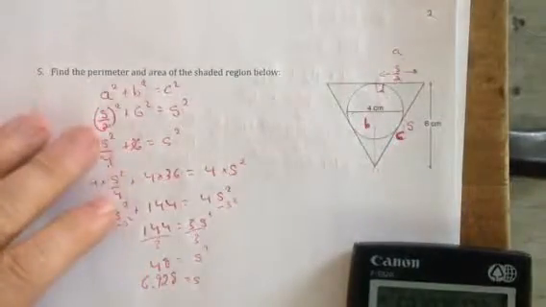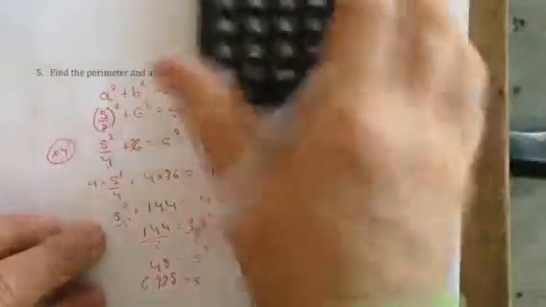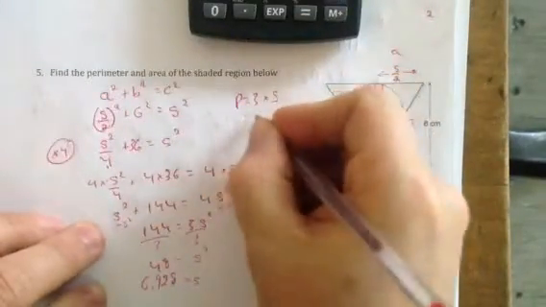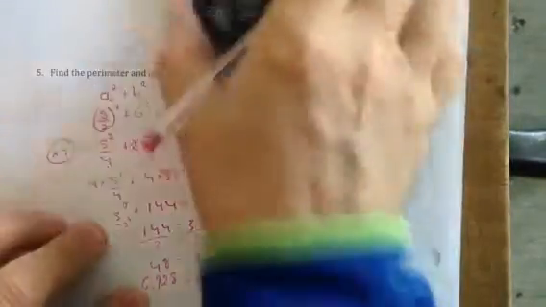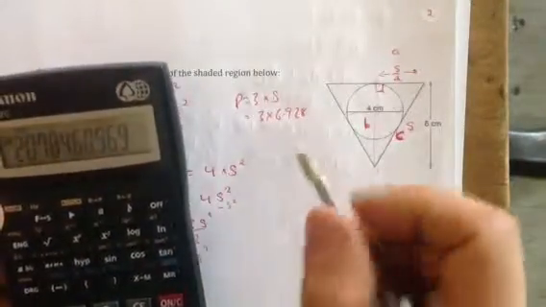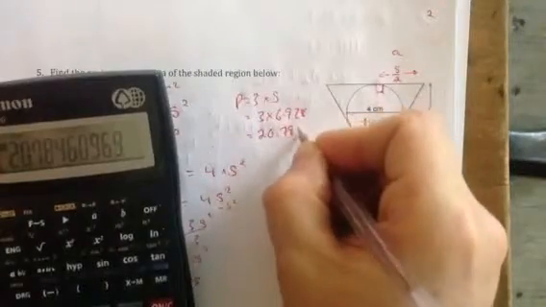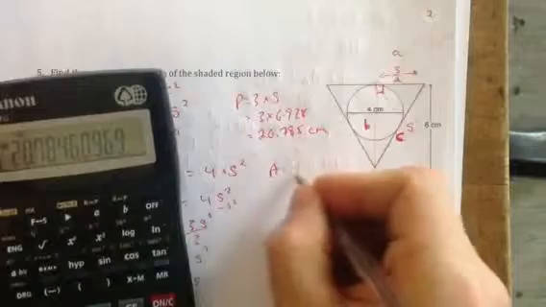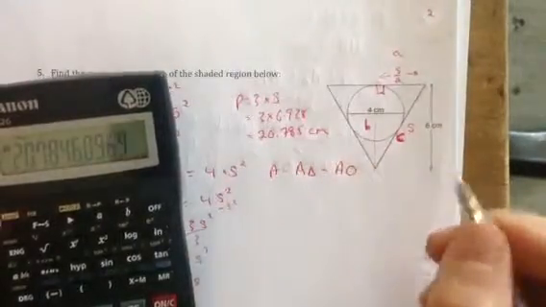So the perimeter is just going to be 3 times S, which is 3 times 6.928. So that number times 3 is equal to 20.785 centimeters. The area is going to be the area of a triangle, take away the area of the circle.